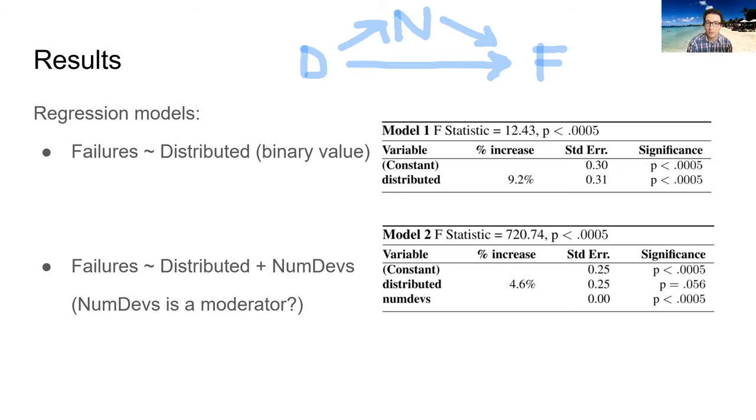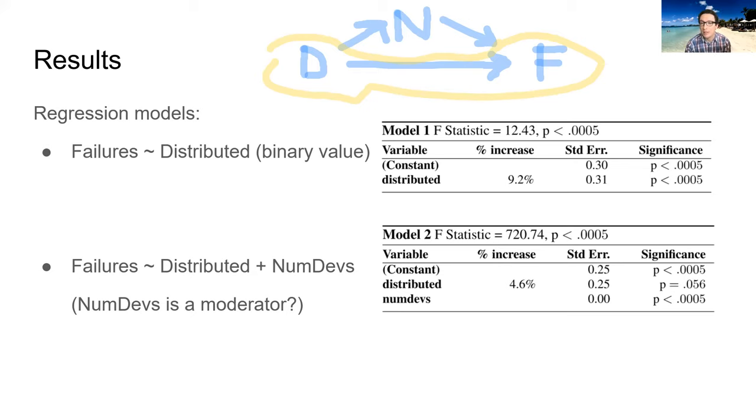So let me go back to this interpretation. That was important. The way to think about a moderator is as something that changes the strength of the relationship between distributed and failure. That's the relationship of interest here, the one we care about. If numdevs would be a moderator, then depending on the value of numdevs, the strength of this relationship would vary as well. So when CJ interpreted this model, he said that fixing numdevs, we get 4.6 more failures on average when we're distributed.